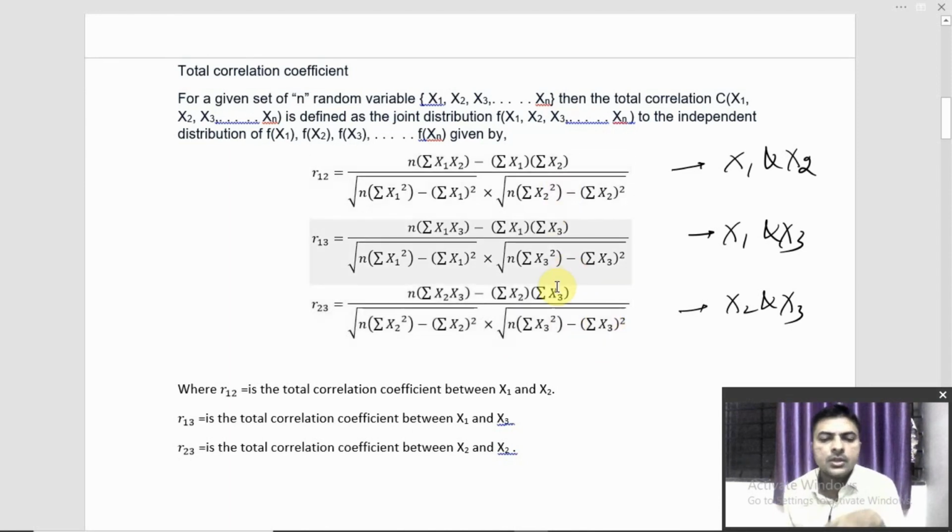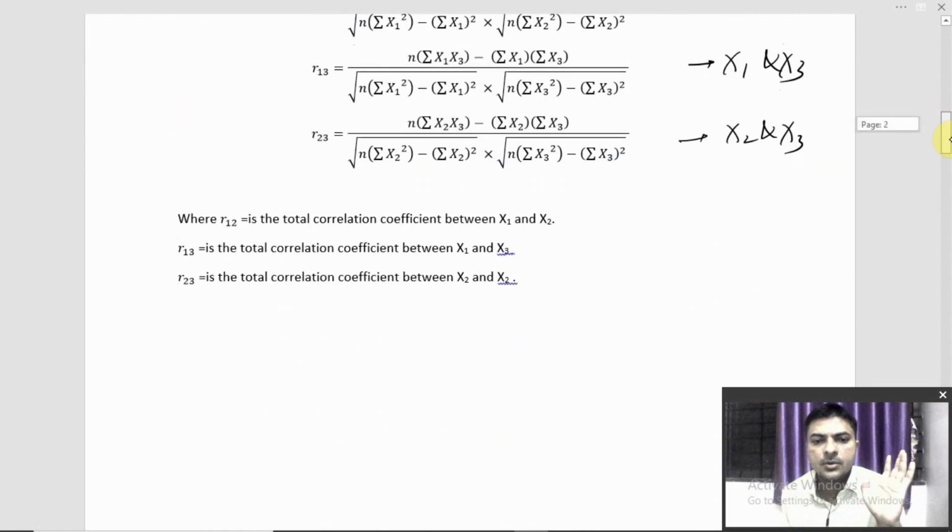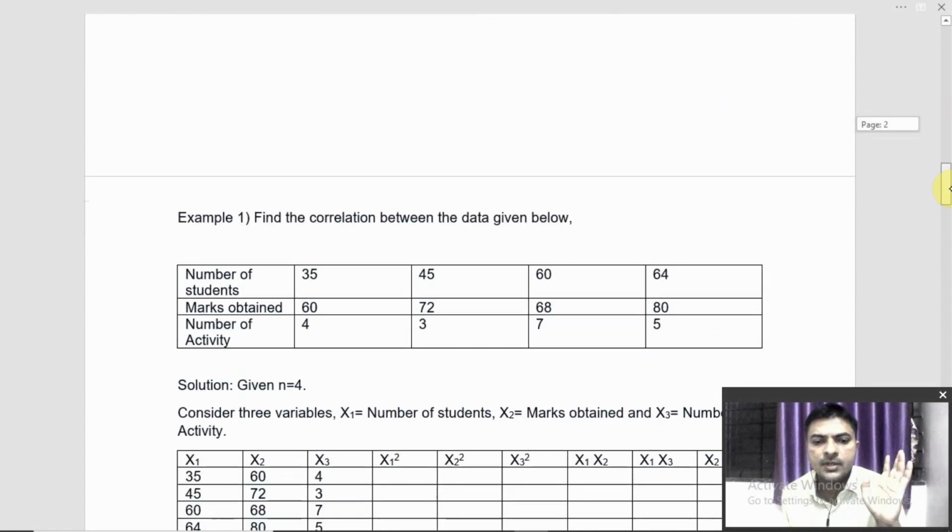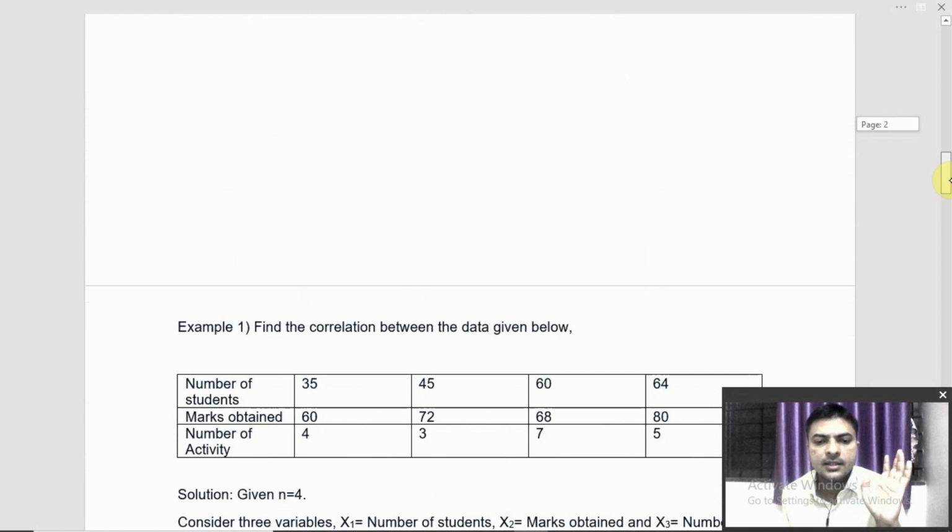So this is how you have to remember the three formulas of multiple correlation coefficient and three formulas of total correlation coefficient. Only please remember they are capital R and small r, where x1, x2 and x3 are the variables. So immediately, without wasting your time, we are going to solve the example, students.